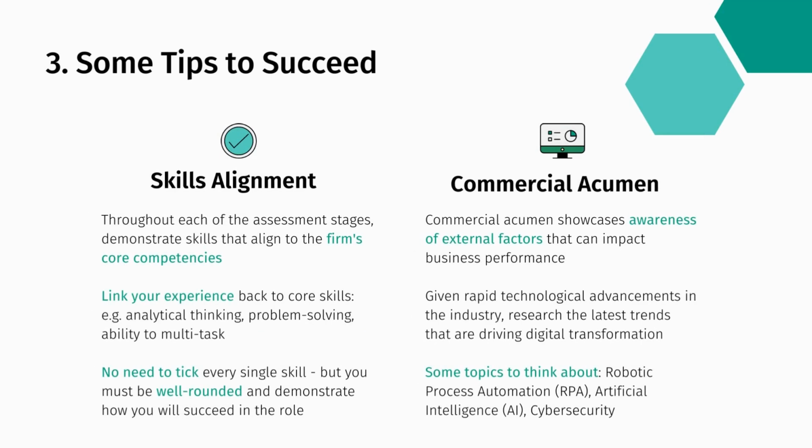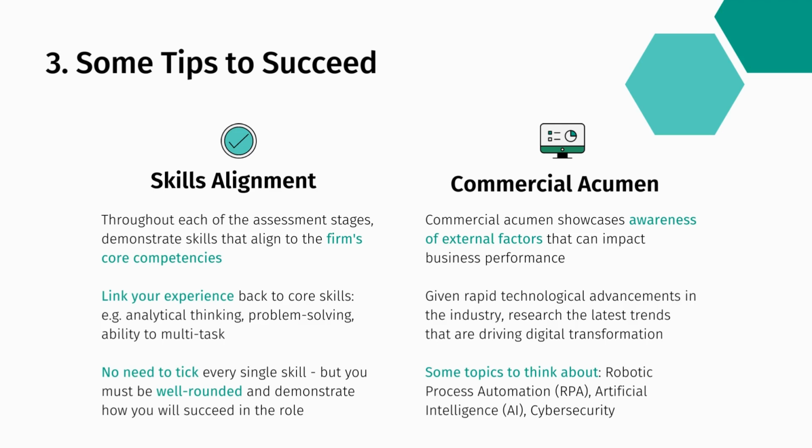Finally, in this presentation, I wanted to review some tips that can help you maximize your chances of success during the application stages. So throughout the 4 stages of the application process that I showed you on the previous slide, it is important that you demonstrate skills alignment and commercial acumen, as these 2 criteria essentially underpin your overall performance in the assessment center, as well as during all stages of the application process.